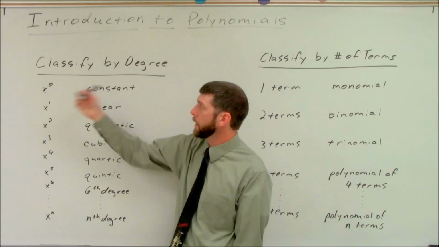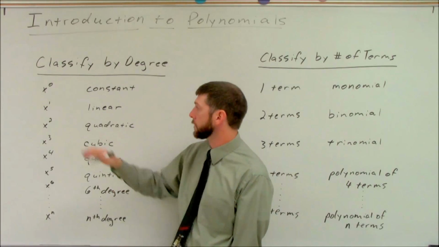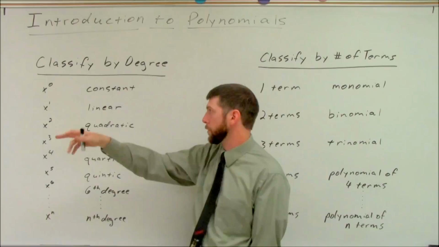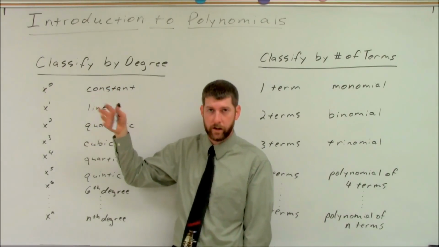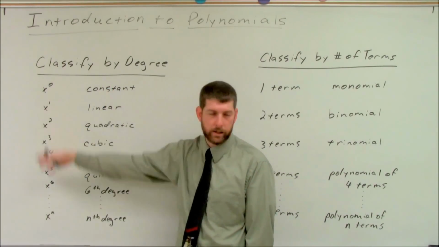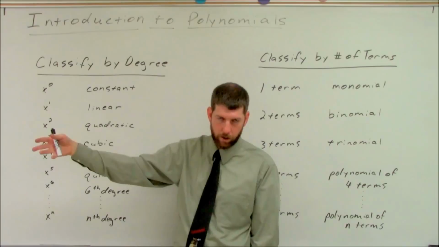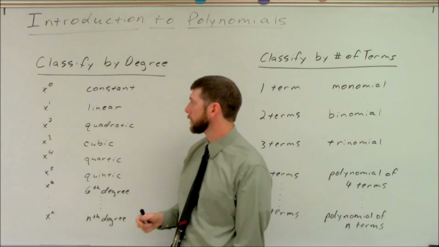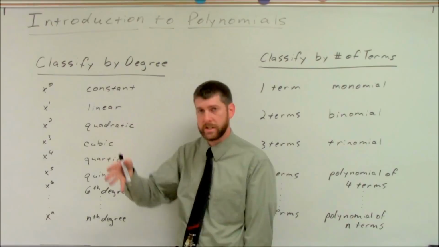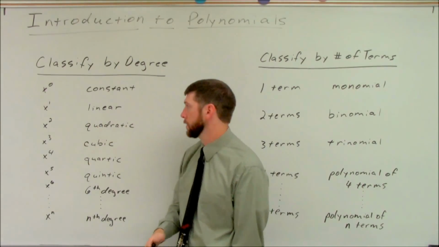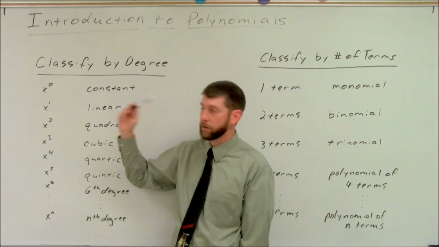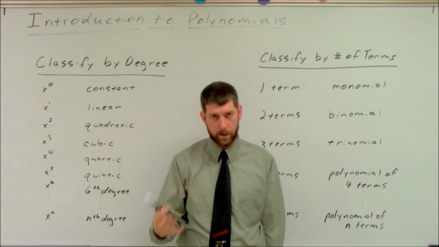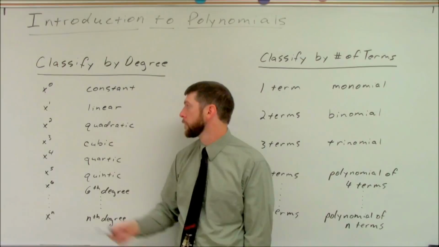X to the 0 power, if we're talking about classifying by degree. To the 0 power means we have no x's in the problem, so it's a constant. It doesn't vary if there are no variables. And again, it doesn't always have to be x. We're just going to work off of x's because of how we're going to get into graphing. But it could be any variable as long as you're consistent and use that same variable each time in the polynomial. So if I have my variable to the 0 power, we'll call that a constant because there is no variable, so it does not vary.